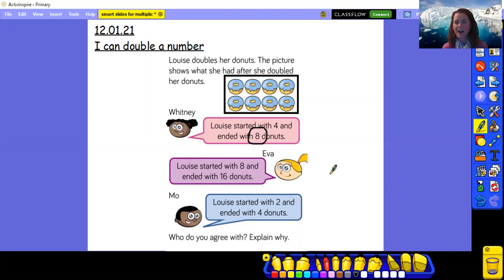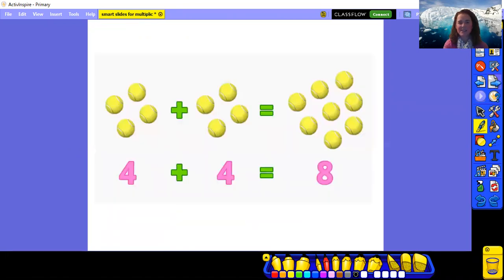So if I was to half number 8, what would we do? We would put it into 2 equal groups, wouldn't we? So this is 1/2 and this is the other half. So how many in 1/2? We have got 4. So Whitney is correct. So hopefully you were able to solve that problem. Let's have a look at the next activity.